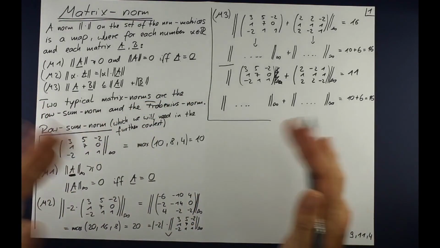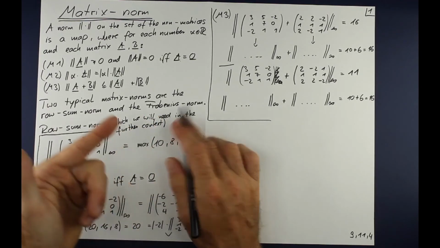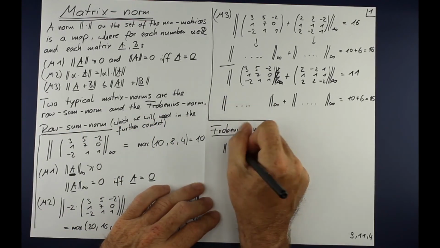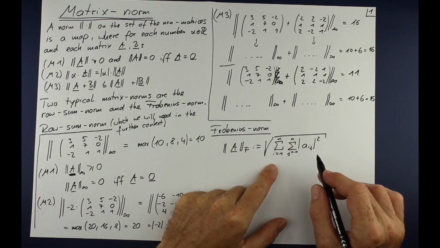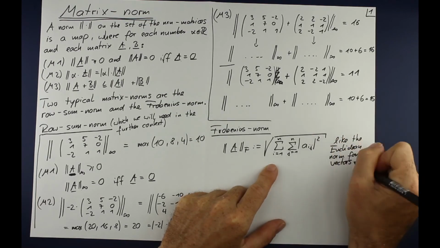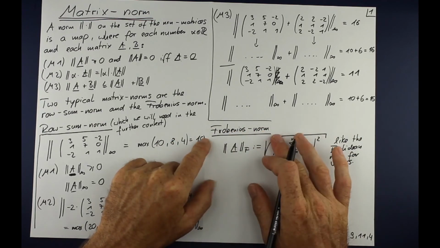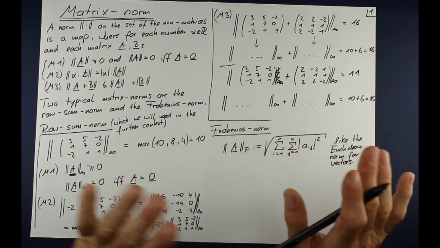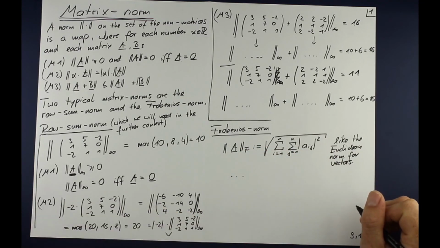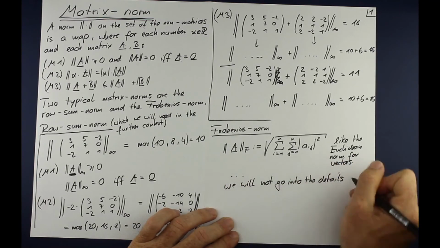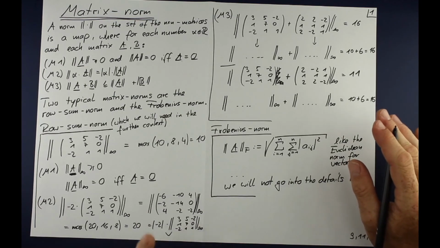And then there is more than only this norm. An important one is the Frobenius norm, but it's not important for us. And what does that look like? That looks like the Euclidean norm. But as I said, we don't want to go into the details. We don't need the Frobenius norm in the further context. And so there's a lot to say, but we will not talk about that in this video. So that's all I wanted to say about matrix norms.